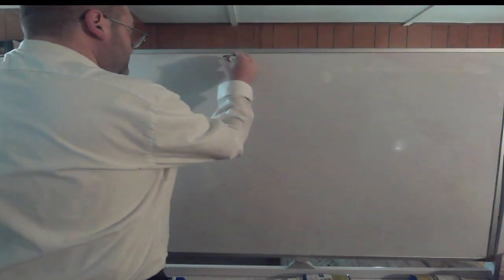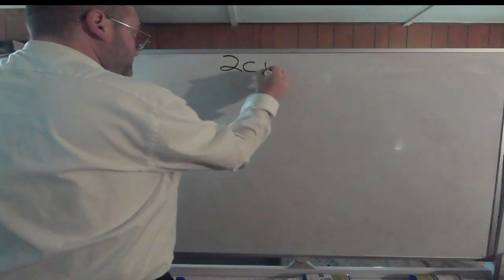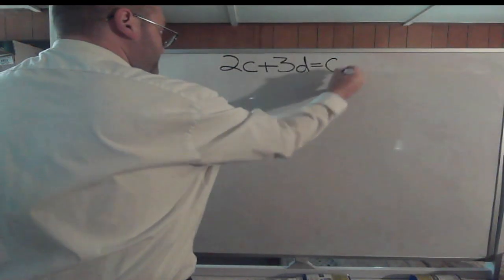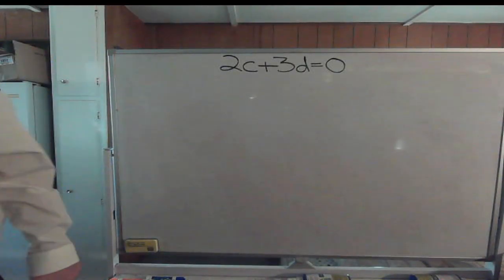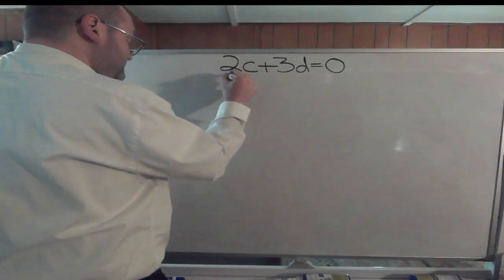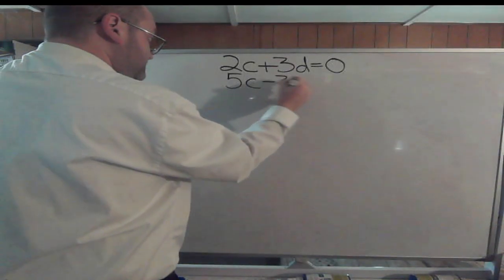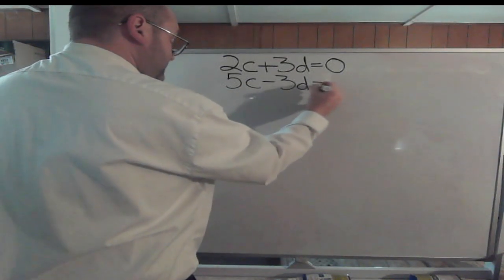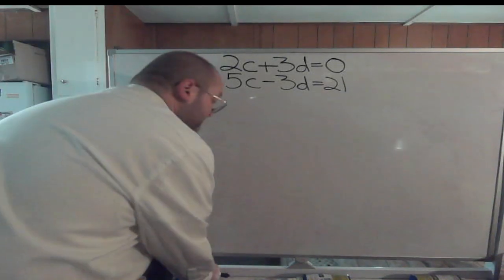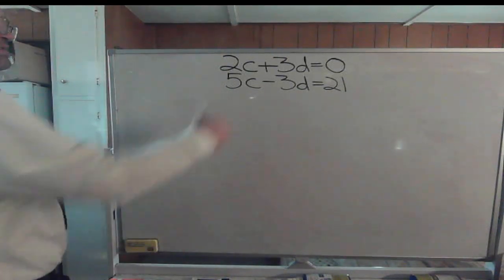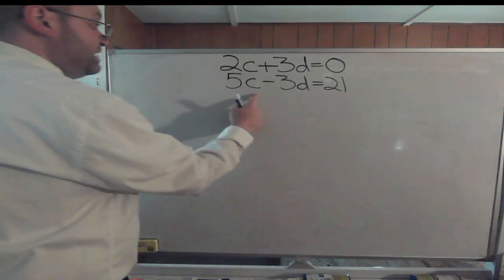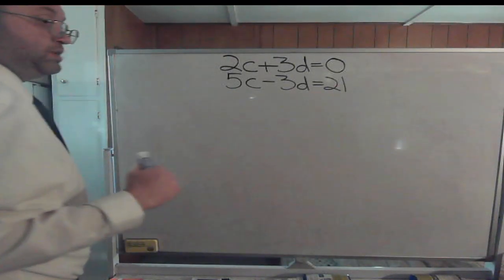Alright, about 4 more, then we're done. 2c plus 3d equals 0. Then we have 5c minus 3d equals 21. So this particular system of equations, we have 2c plus 3d equals 0. Then we have 5c minus 3d equals 21.